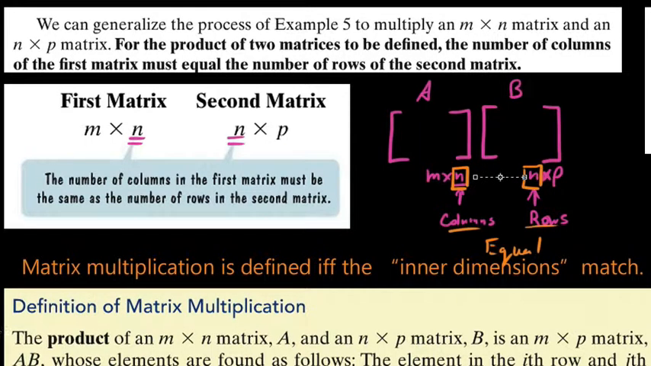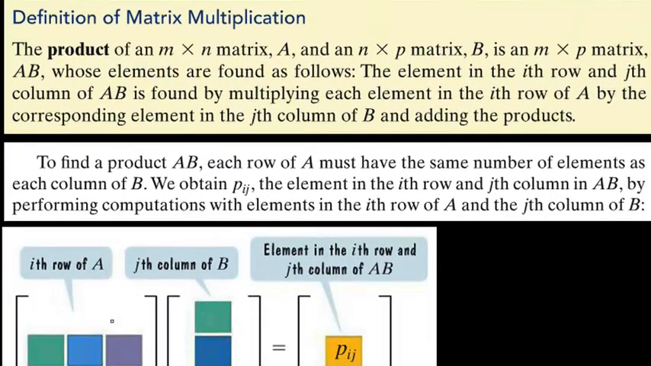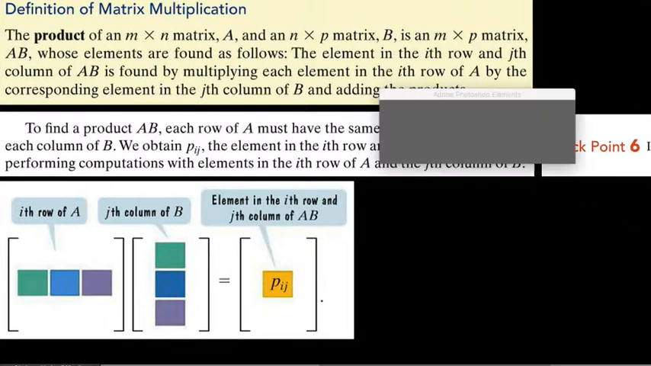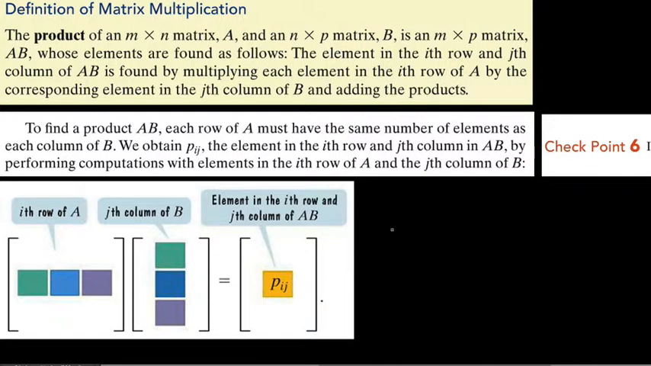So that being said, let's read this general definition of matrix multiplication, and then we'll extend it in a couple of examples. We say that the product of an m by n matrix A, so A is some m by n matrix, and an n by p matrix B, where B is an n by p matrix, is an m by p matrix.